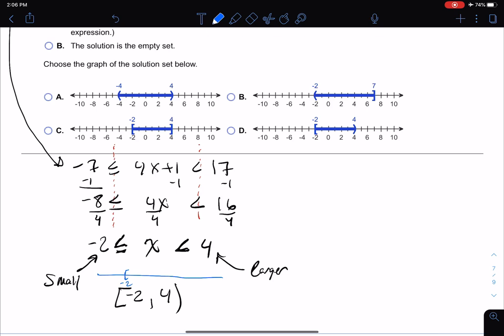That's squared off there, and it goes all the way up to 4, which is open. So what looks like that? Negative 2 to 4, closed at negative 2, open at 4. That's not going to do it, because it's closed at negative 2 and open at 4. That's going to be D. There's the answer right there.